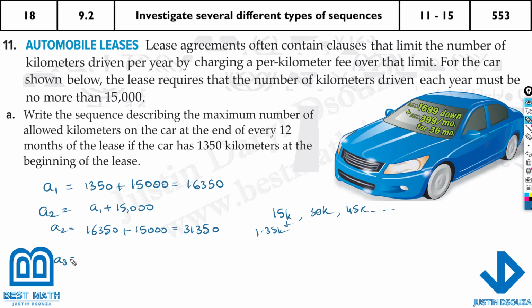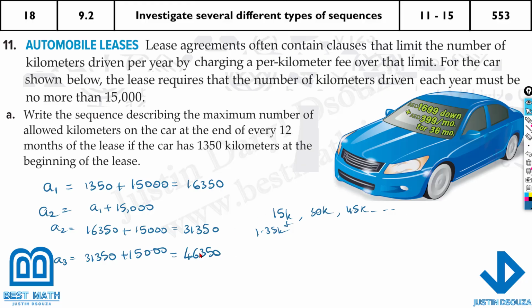Same thing. What about the third term? Because we have to write it for 3 years, right? Maximum number allowed. Okay, we'll just write 3 years and we can put dot, dot, dot, or we can go ahead. So it'll be 31,350 plus 15,000 again. That'll be 45,000 plus 1,350. So it's 46,350.